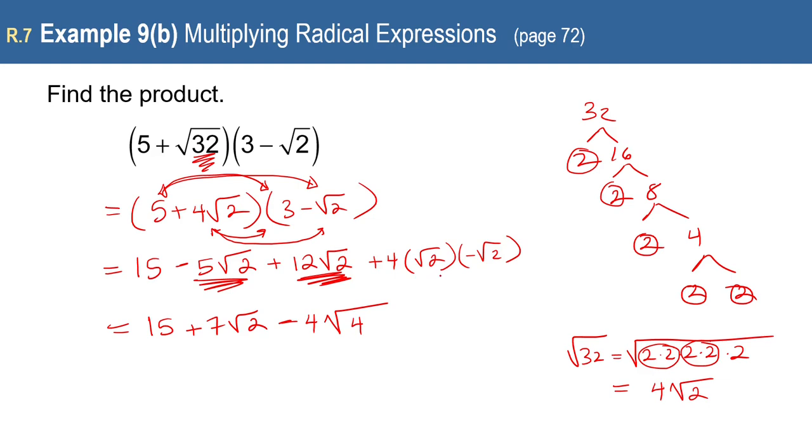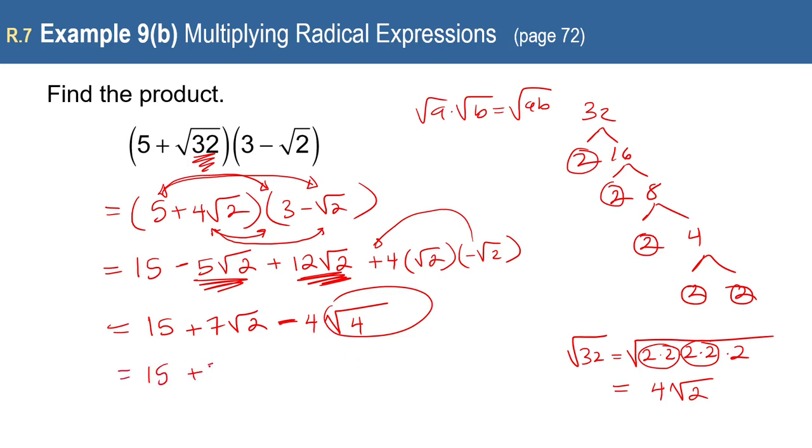So we have 4 times the square root of 2 times negative square root of 2. That negative will be transmitted to the front here. Square root of 2 times square root of 2 is the square root of 4. Again, recall the square root of a times the square root of b is the square root of ab. Now what's nice about the square root of 4 is that's equivalent to 2. We have 15 plus 7 root 2 minus 4 times 2. Again, there's an invisible multiplication between these. This simplifies to 15 plus 7 root 2. Negative 4 times 2 is -8.